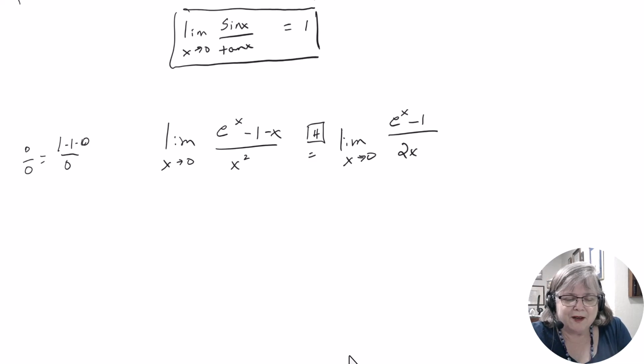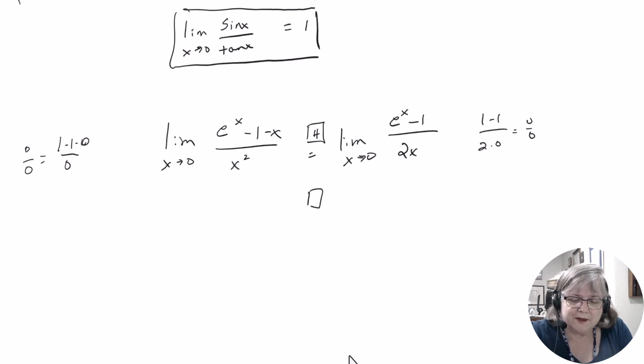And now you say, all right, can I use 0 now and get rid of the indeterminate form? So e to the 0 is 1 minus 1, and 2 times 0, well, this is still 0 over 0. So I can apply L'Hopital's rule again. The derivative of e to the x is e to the x. The derivative of minus 1 is 0. The derivative of 2x is 2.